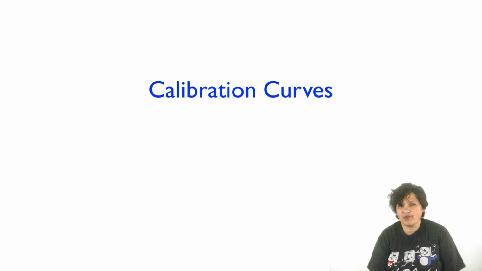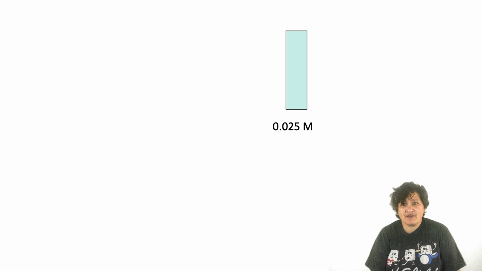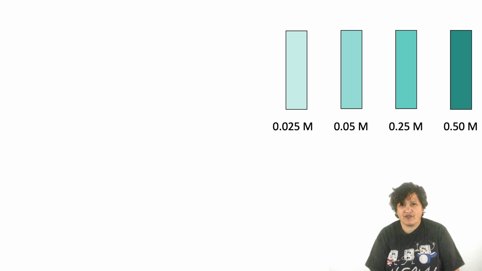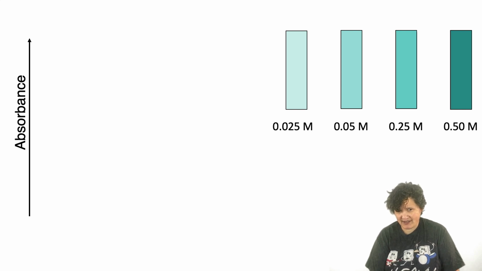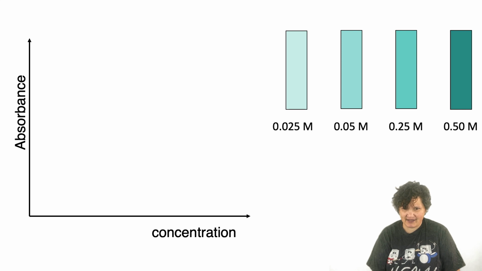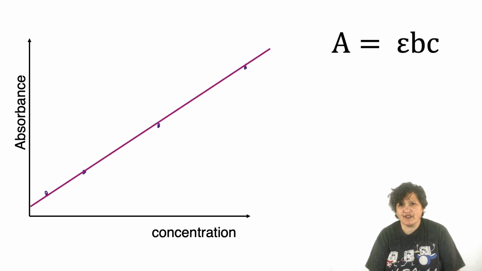Now let's talk about calibration curves. When we're examining an unknown sample with UV vis spectroscopy, we don't always know what the molar absorptivity coefficient of our analyte is, but we can find out. What we're going to do is make a series of solutions that have a known concentration of our analyte and measure their absorbance. We then plot them on a graph that has absorbance on the y-axis and concentration on the x-axis. Despite its name, a calibration curve is not very curvy.